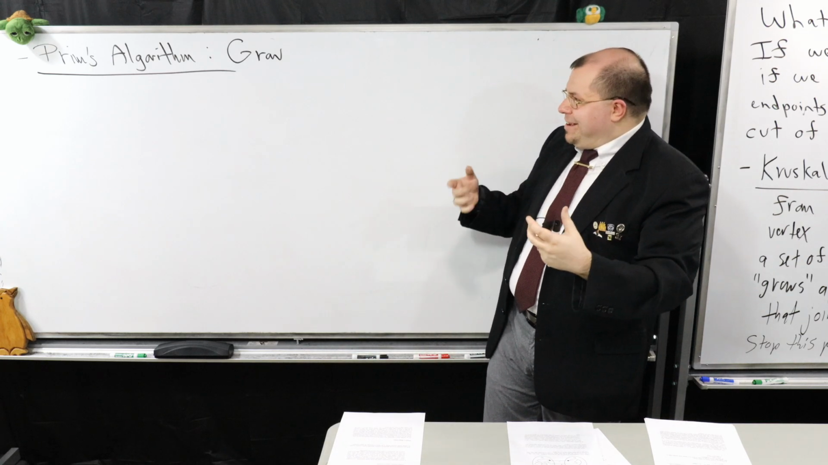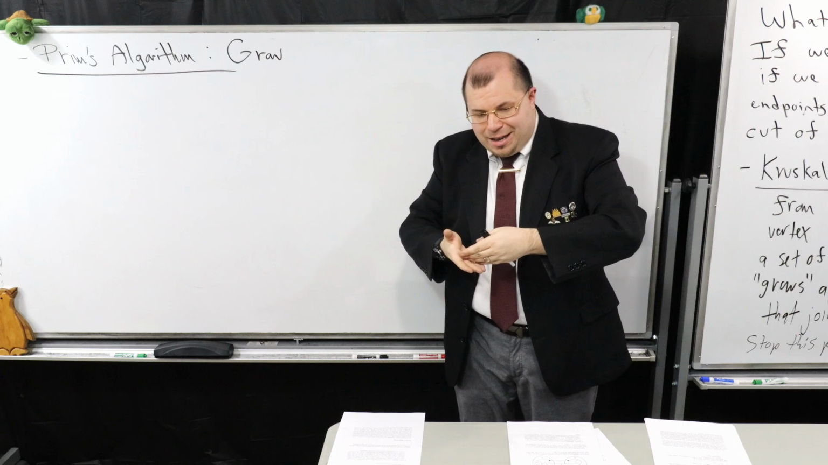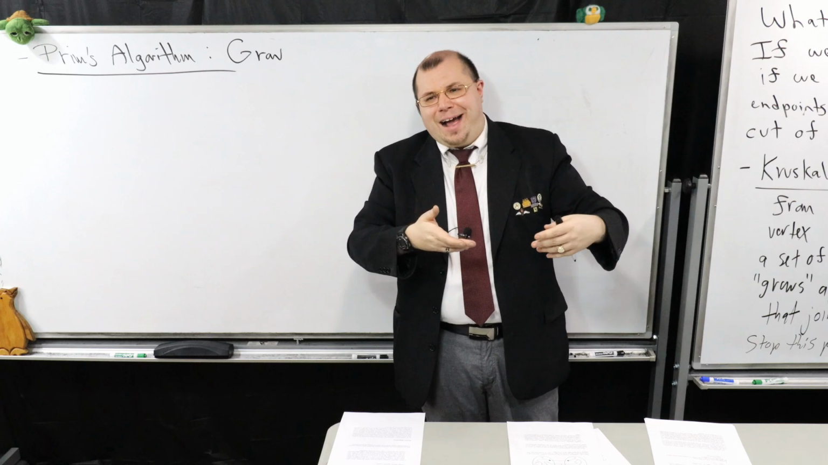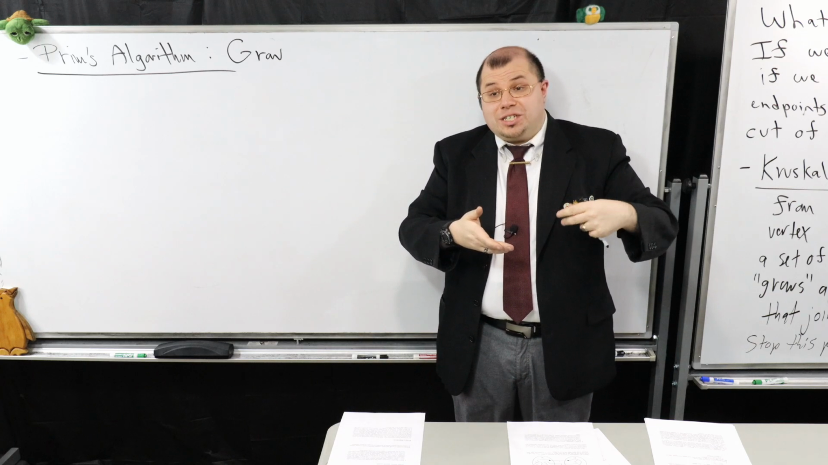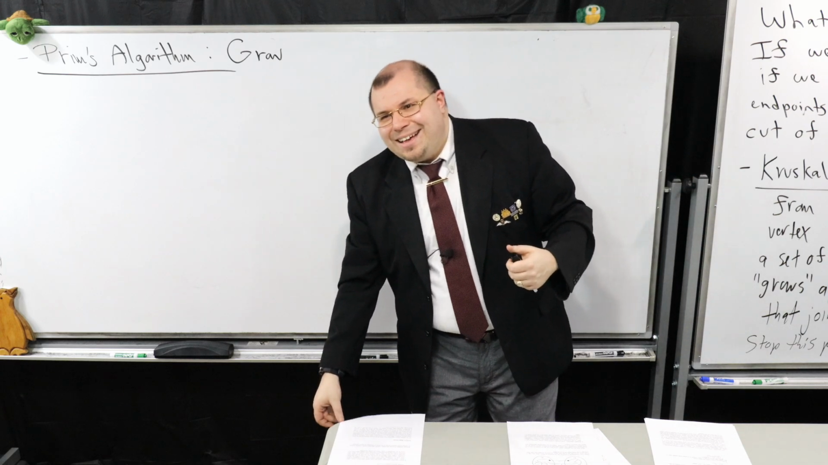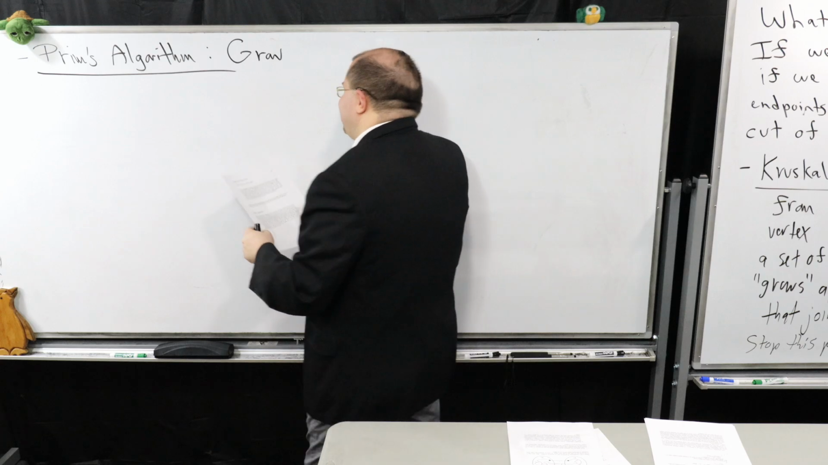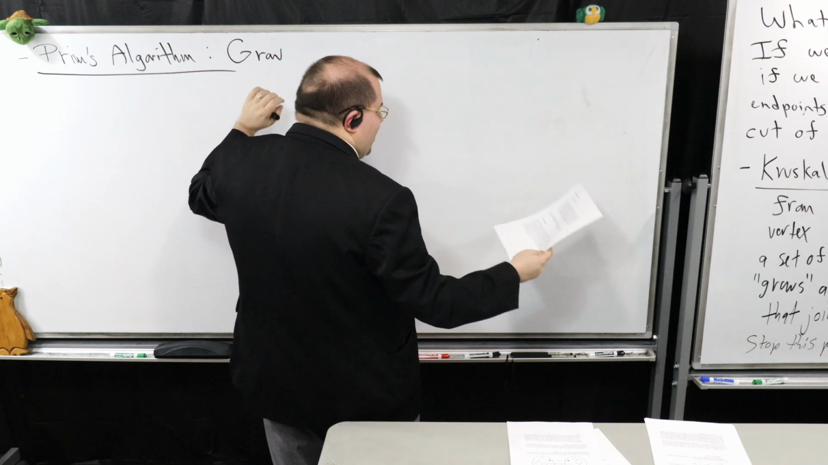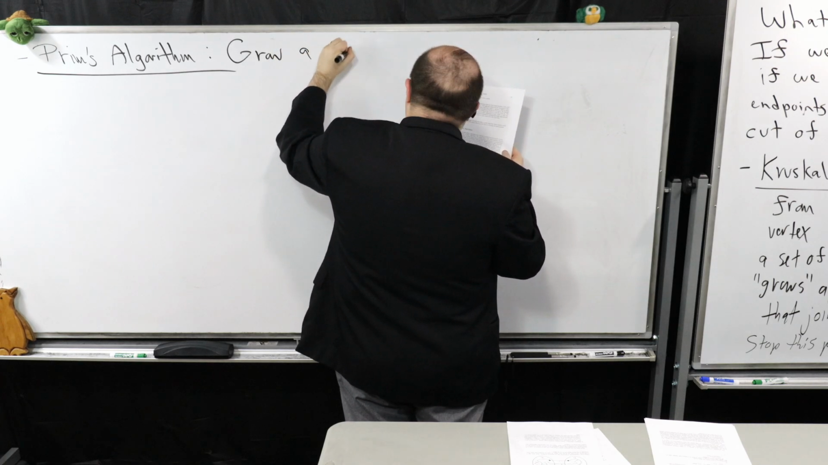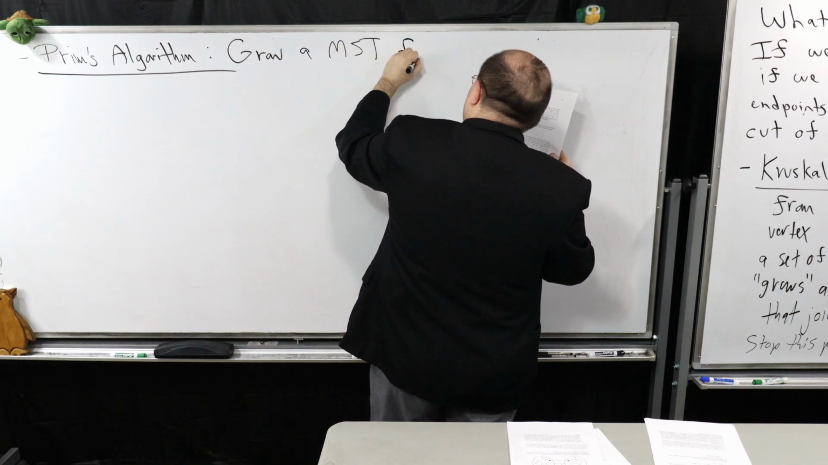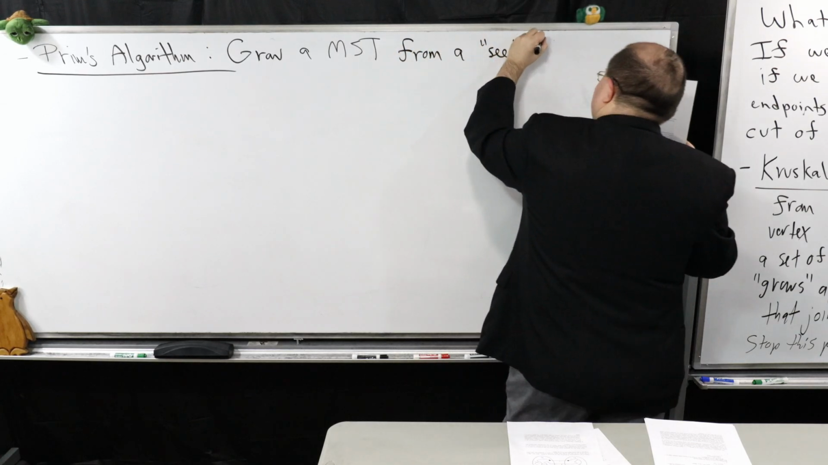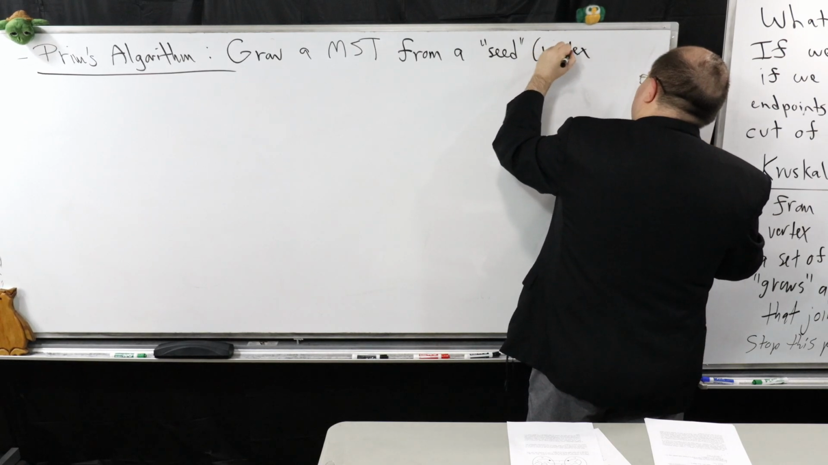And here's the idea. Imagine it starts in one spot, and then as it goes around, it's going to start devouring the graph, just like the blob devouring places or all sorts of other things. I'll get into detail about that, but in the same vein as I talked about Kruskal's, here's the idea. Grow a minimum spanning tree from a seed, so just one vertex that you're going to start this at.